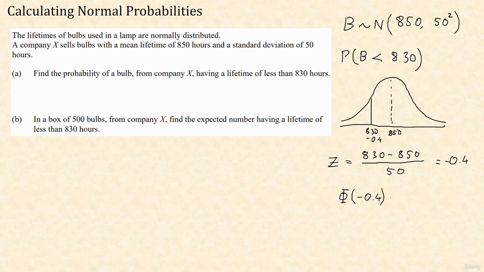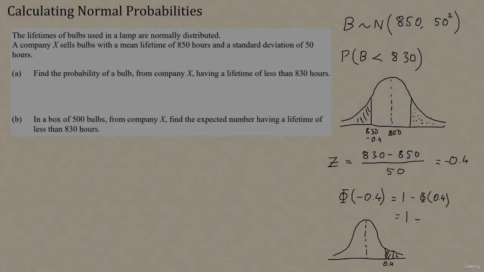From the tables, if we were going to do it by tables, we'd use symmetry. We would say the probability of being less than that point is the same as the probability of being more than that point. That would be 1 minus phi of positive 0.4. The reason for that is positive 0.4 is up here, and the probability of being greater than that point is 1 minus the probability of being less than that point.